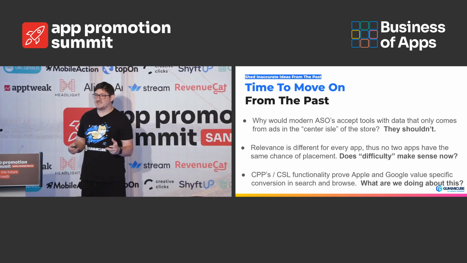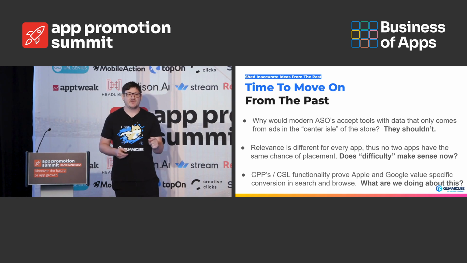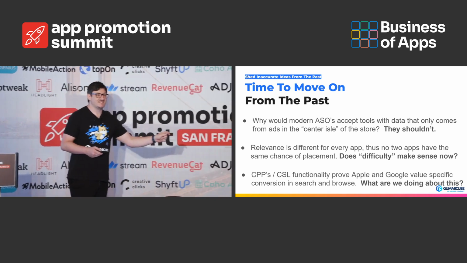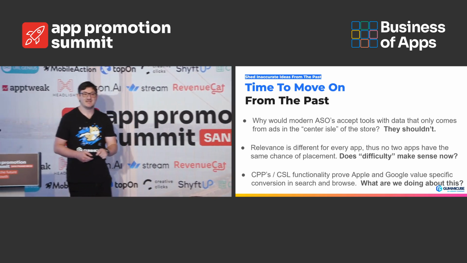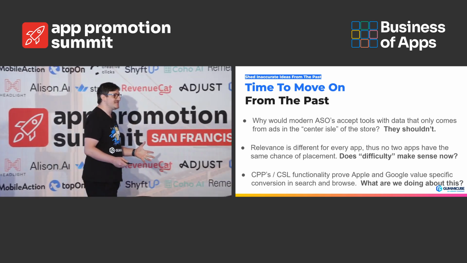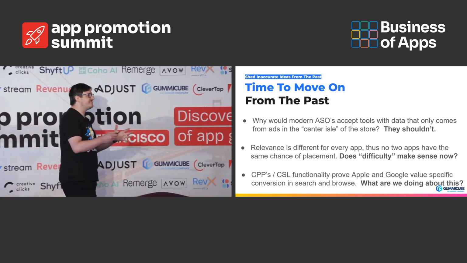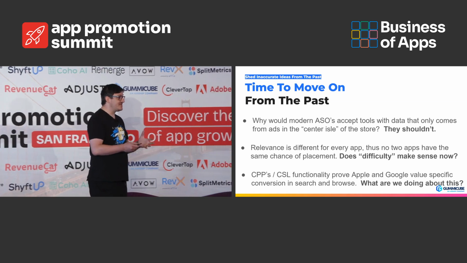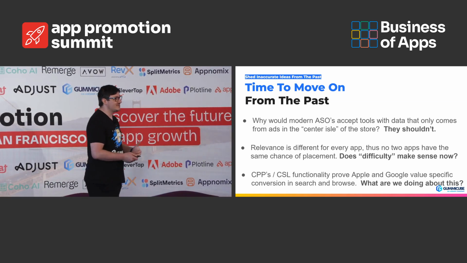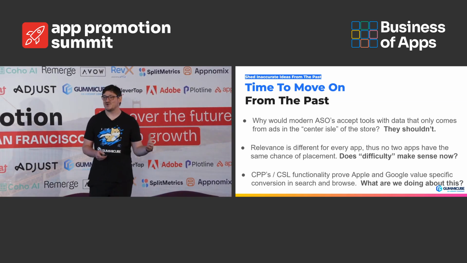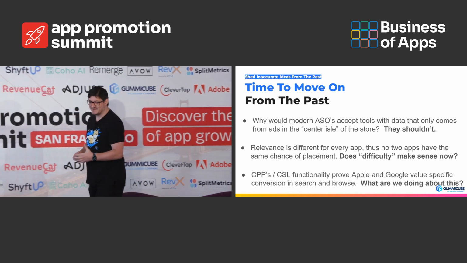When you think of relevance, this is actually the word that Apple and Google use on their websites. They do not use the word difficulty. The reason they don't use the word difficulty is because your difficulty is different for every app. And it's different based on your conversion rate versus your competitors and how those conversion rates are compared across audiences in the store at the end of the day.